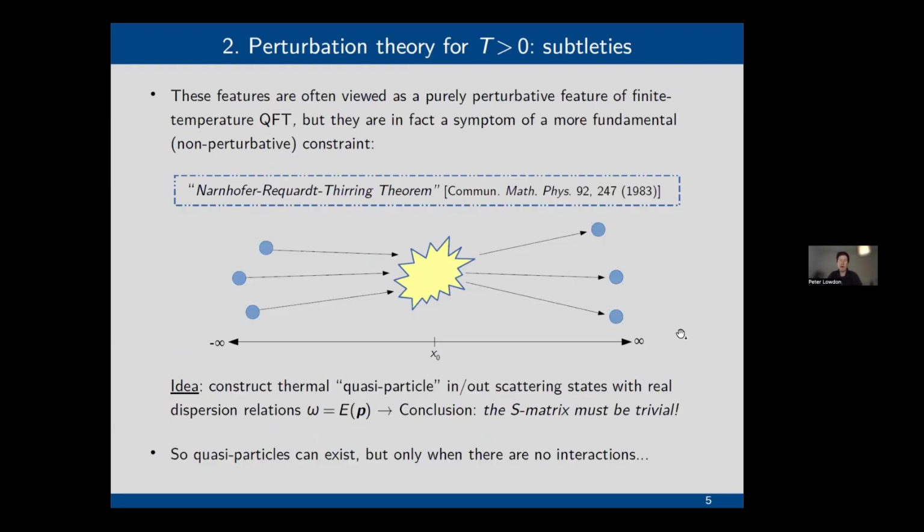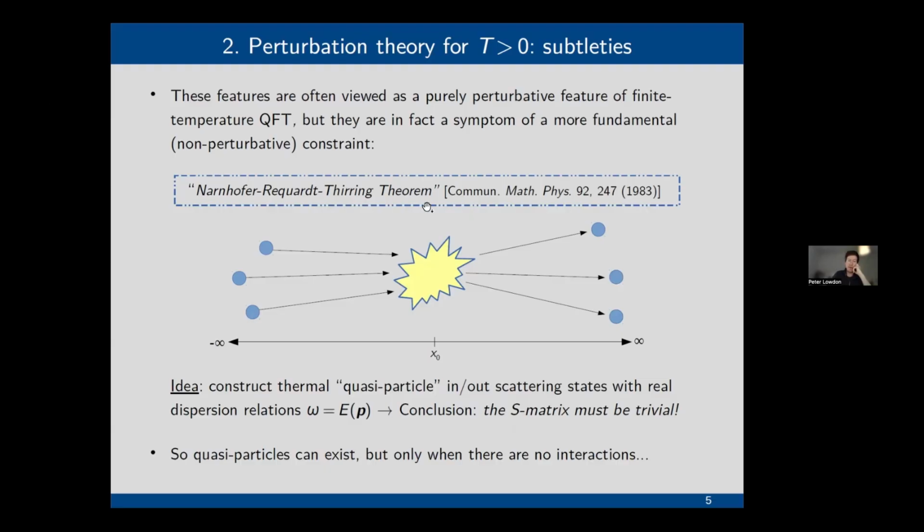Okay, so I think one thing that I want to draw attention to, and possibly people already know about this, but for those of you who don't, I want to draw attention to this. Sometimes these features of finite temperature perturbation theory are actually seen as a purely perturbative issue of the theory, but actually they're a symptom of a more fundamental non-perturbative constraint.